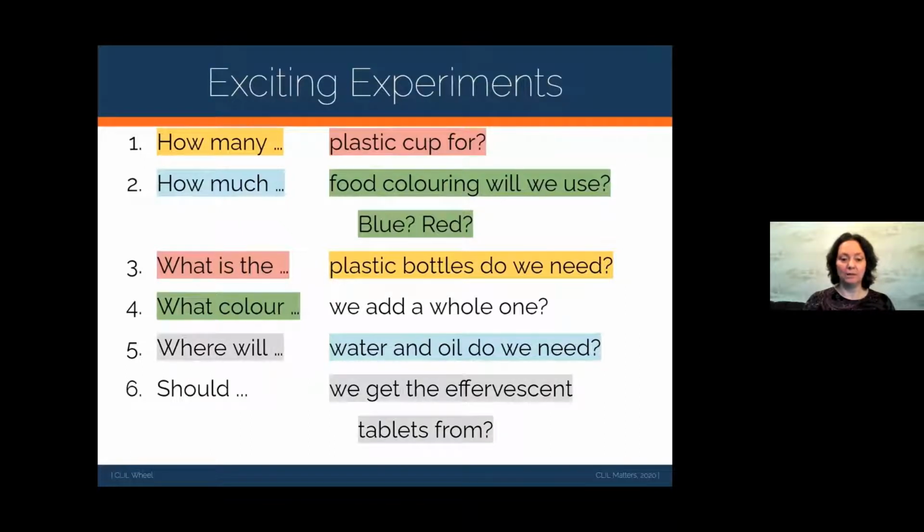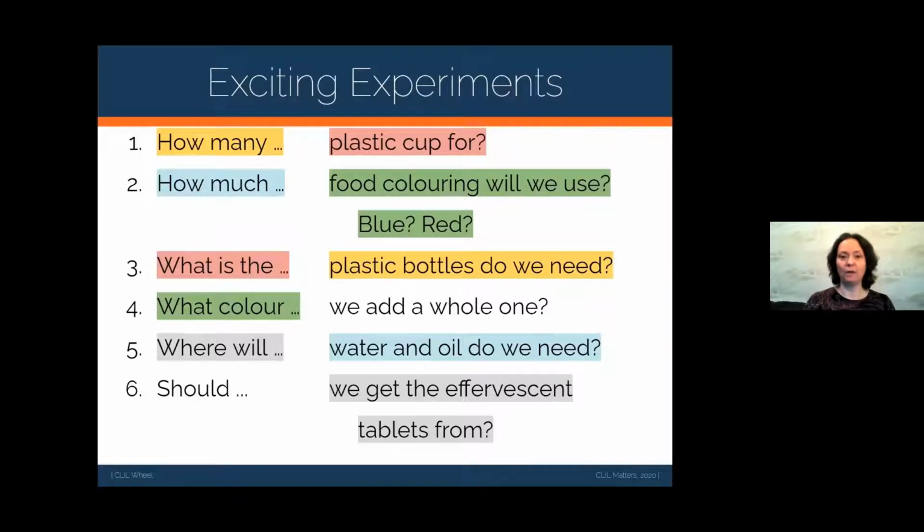Where will we get the effervescent tablets from? And I accept that my students may not have heard this word, effervescent, but I suppose tablets would be okay. And even if I have a question, "Oh, miss, what is this?" I say, okay, you can try and do it without knowing this word.